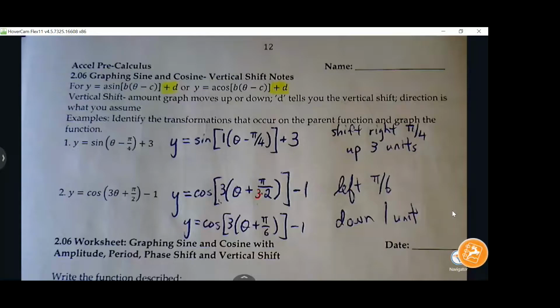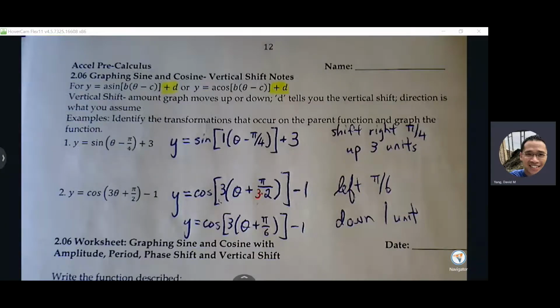All right, guys, page 12. I gave you guys a handout. We'll do that later. Page 12, I want to do stuff from the packet first. Okay.